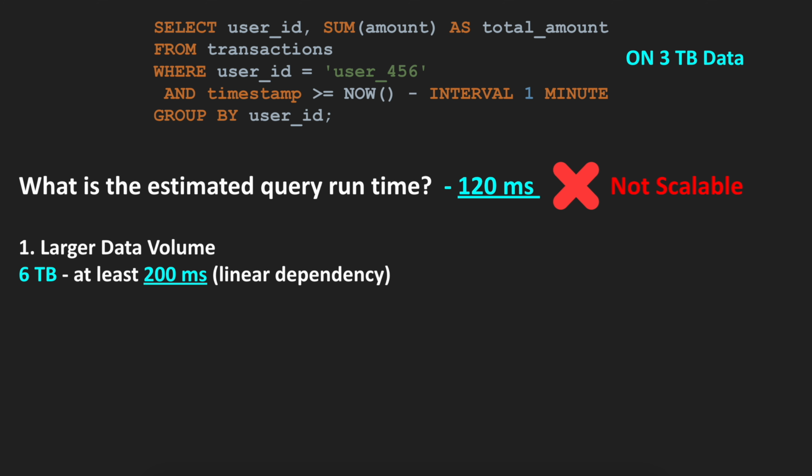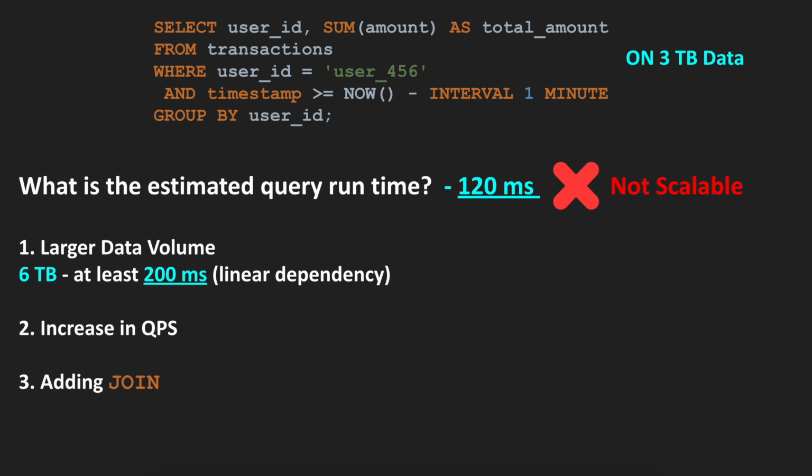Let's say after 2 months, our data increases to 6 terabytes, and at least we need 200 milliseconds, so our query runtime would be 200 milliseconds. So our dependency is linear. The next one is the increase in QPS. So today we are receiving 5K, tomorrow we may receive 10K, 20K, and so on.